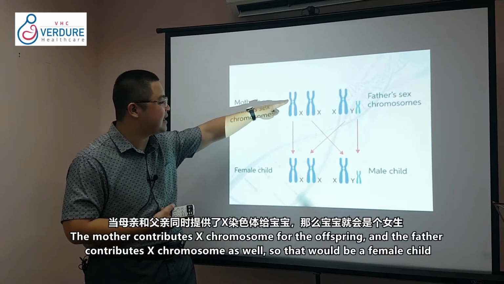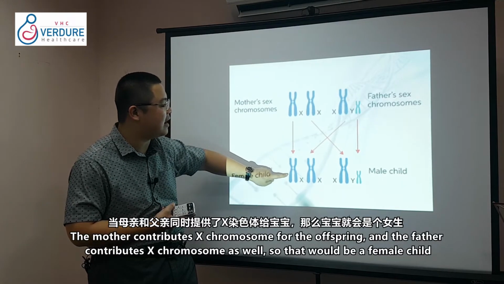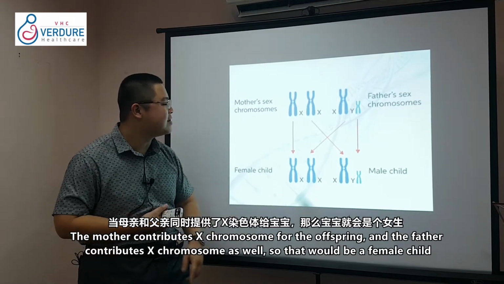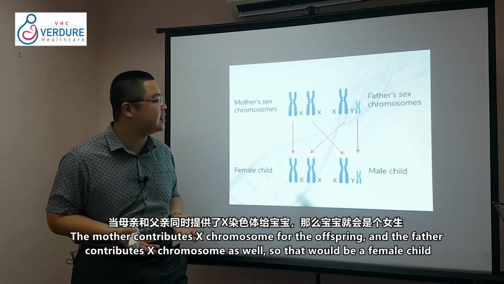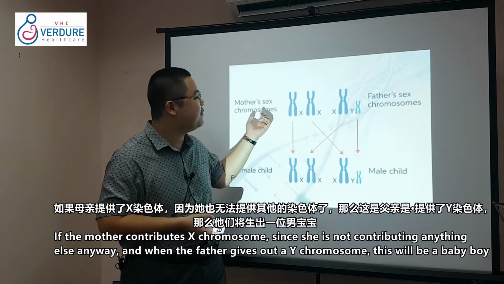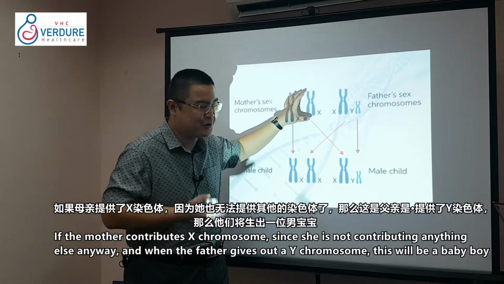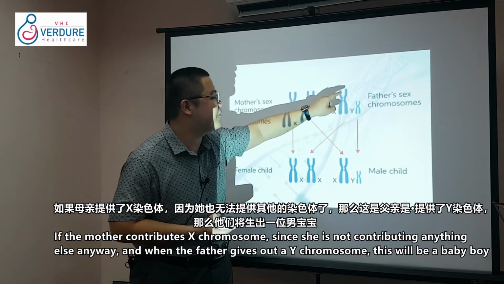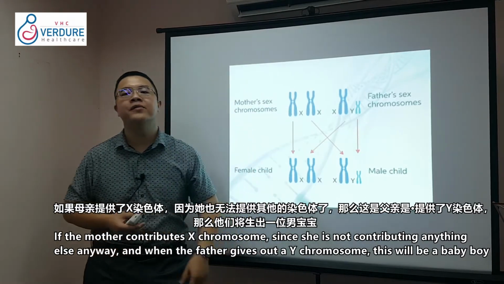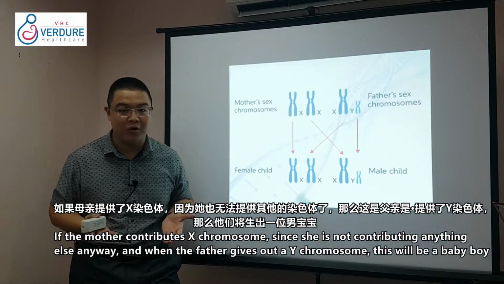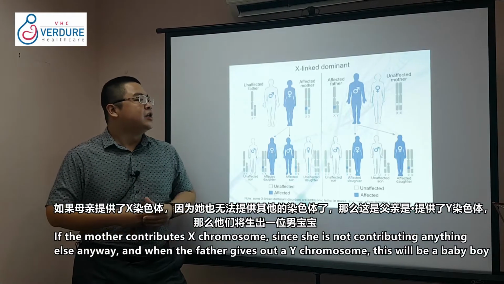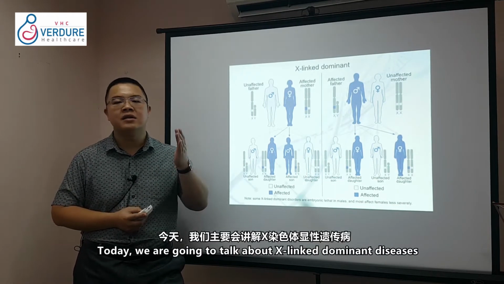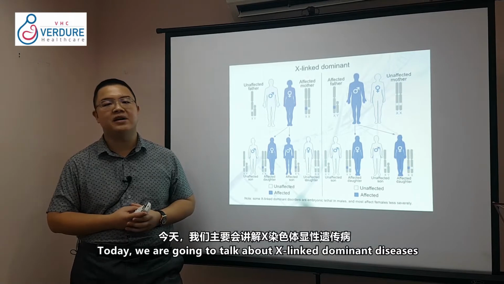So the X chromosome is how the mother contributes to the offspring. If the father contributes the X chromosome as well, that will be a female child, a baby girl. The mother can't contribute anything else anyway, so when the father gives out the Y chromosome, this will become a baby boy. Now, today, we're going to talk about X-linked dominant diseases.